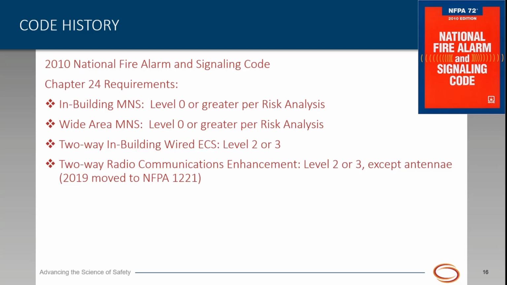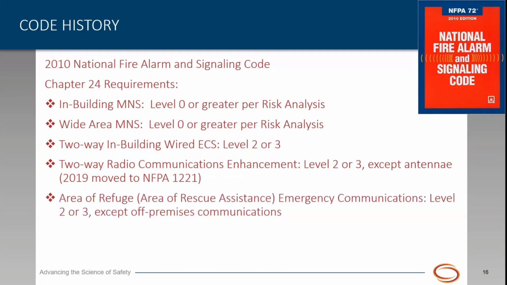In fact, it's my understanding that the next edition of 1221 will include changes to the survivability requirements, or at least that's what's been proposed. If you have area of refuge, or sometimes called area of rescue assistance emergency communications, you need a level 2 or level 3, except for the off-premise communications, which is usually done by VoIP telephone or some IP or something else.